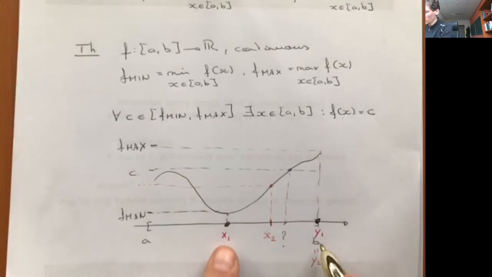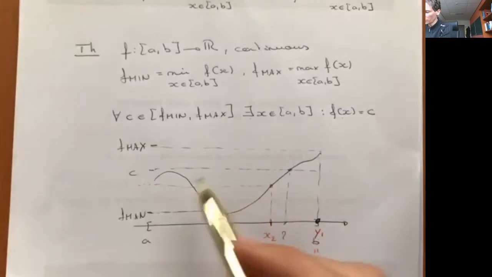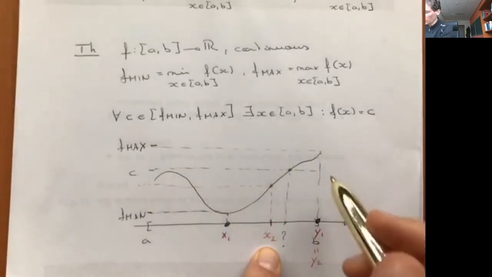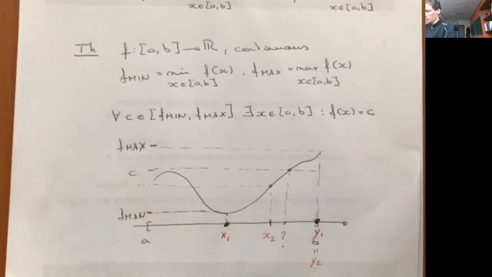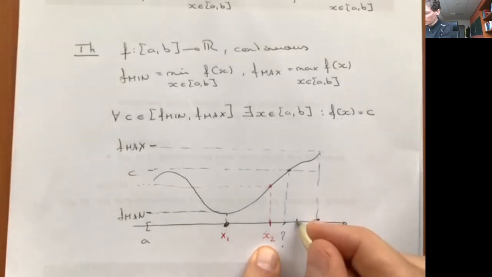Okay, so x1 and y1 had the property that the function value of x1 was below c, the function value of y1 was above c. x2 and y2 will have the same property. x2, the function value will be below c, and y2, the function value will be above c. But the distance between the two is cut in two. Okay. Then the next step, what can we do? We can take this as a starting point and do the same thing.